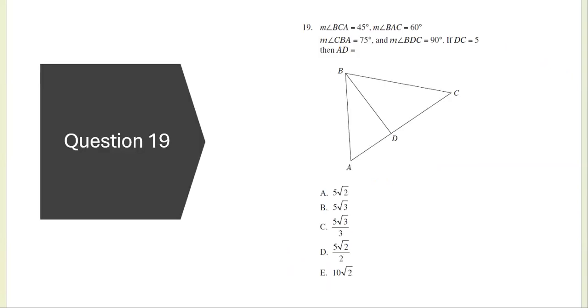Okay, 19. Measure of angle BCA is 45. BAC is 60 degrees. CBA, 75 degrees. BDC equals 90 degrees. If DC is equal to 5, then AD is equal to what? Okay. So whenever you're given a lot of information, it's usually helpful to label all of it, okay?